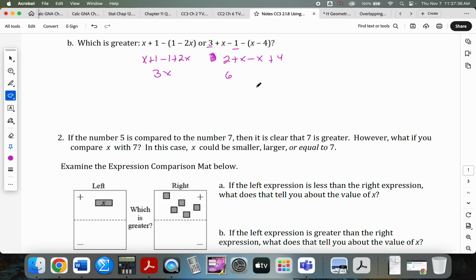Do you know which side is going to be greater? It depends on how big x is. That's exactly right. If x is 1, which side is bigger? The 6 is bigger. If x is 3, which one is bigger? The left side, the 3x. What would make them equal? X is 2. If x was 2, the two sides would be equal to each other, right?